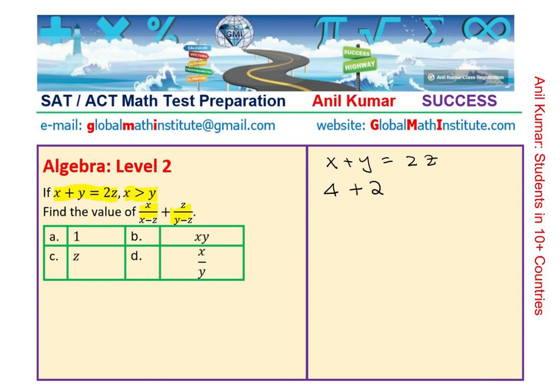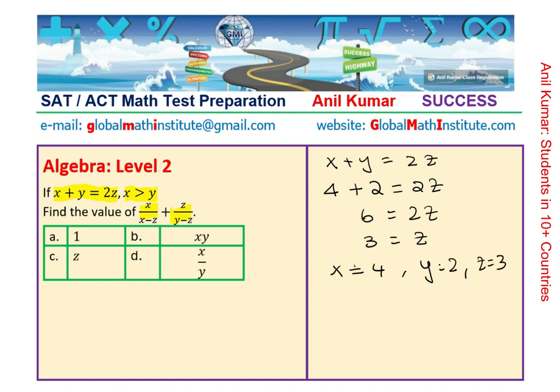So we can take x as 4, y as 2, and clearly if that is equal to 2z, in that case 6 is equal to 2z, and 3 should be equal to z, right? So you now get the value of x, which is equal to 4. You have y, which is equal to 2, and you have z equals to 3. It's a good idea to just put the values and get your answer.